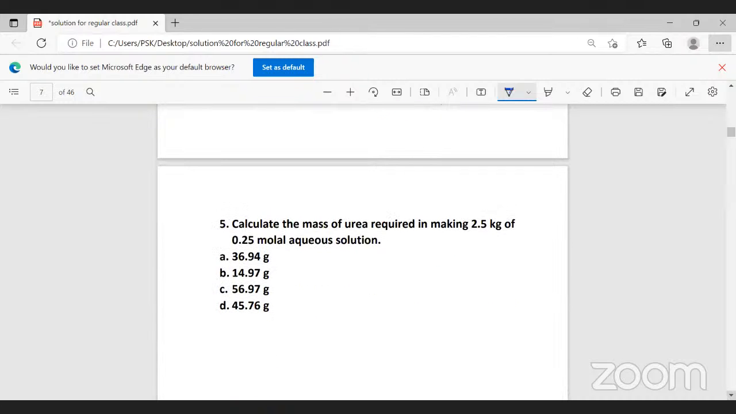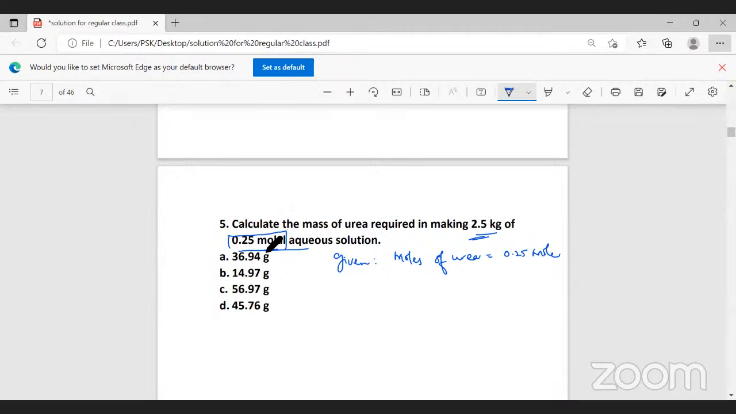Calculate the mass of urea required in making 2.5 kg of 0.25 molar aqueous solution. Molar. So we have to take solute and solvent in terms of kgs. So they're asking, what is given? Now they have given moles of urea, 0.25 moles. So why is it 0.25 moles, you tell me?